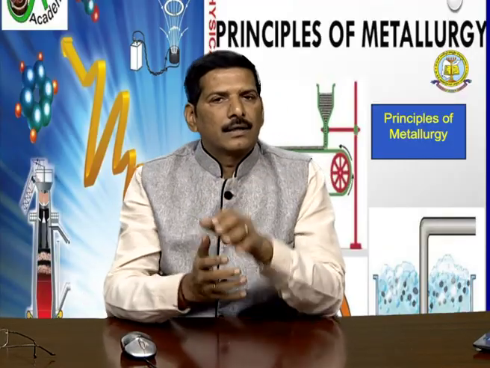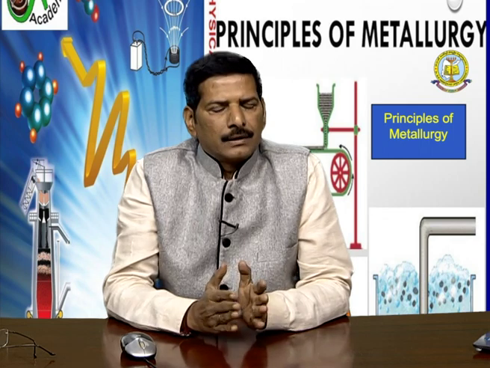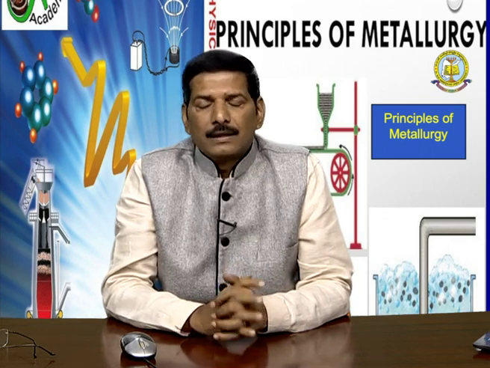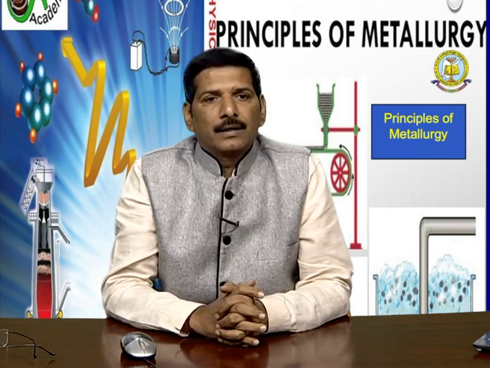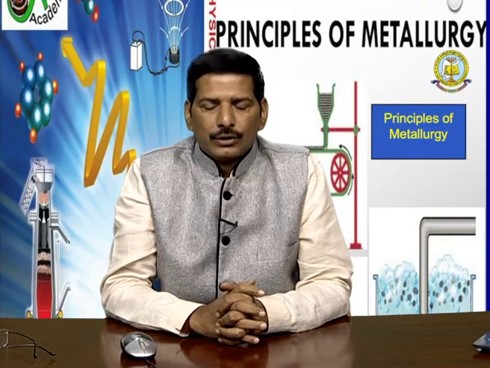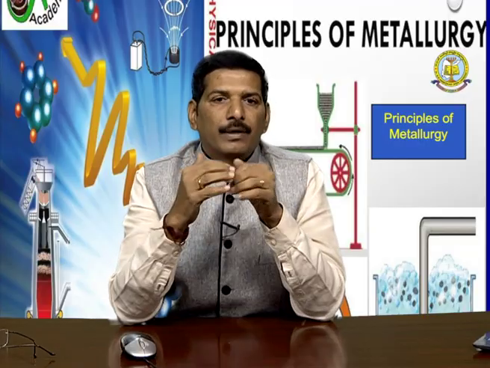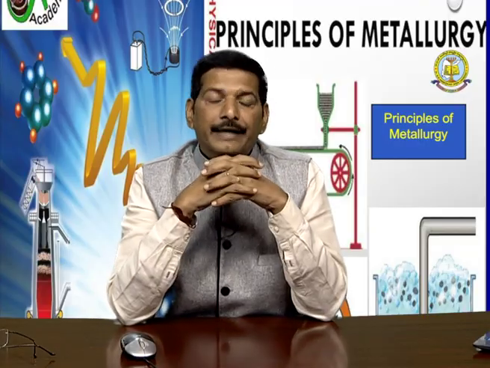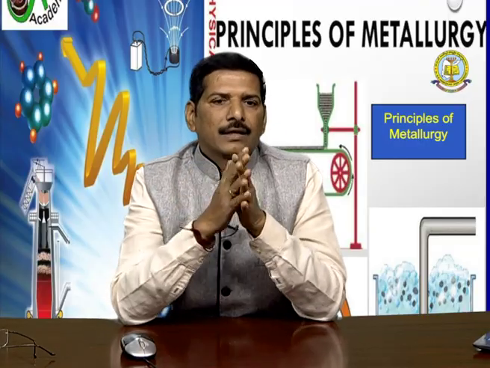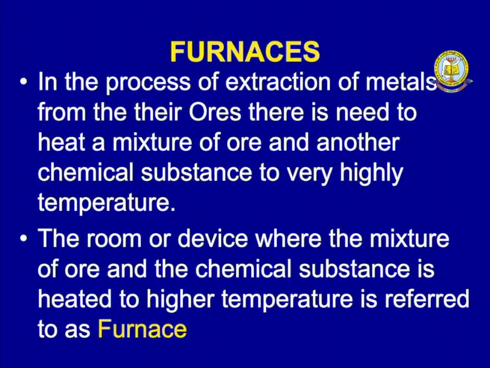And now, another part after this is the furnaces. The furnaces are also part of the extraction of metals. So, for some metals, if we want to remove the impurities in them, we have to provide some energy, temperature, heat. To provide that heat, we have to use furnaces. You see, in the process of extraction of metal from their ores, there is a need to heat a mixture of ore and other chemical substances to a very high temperature.